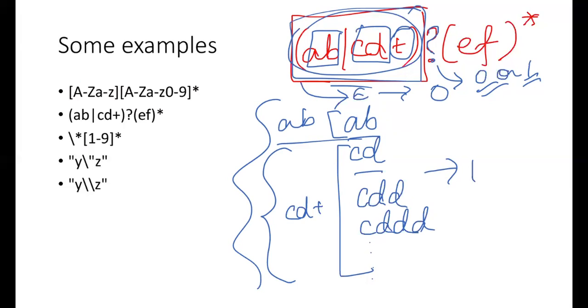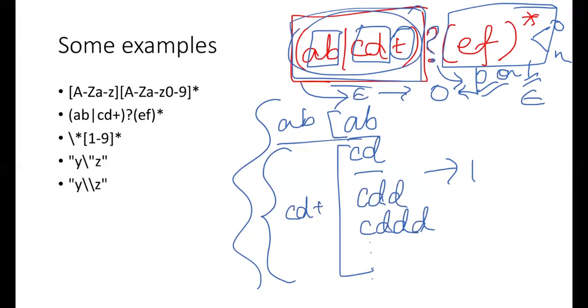Then let's look at the next part. The next part is this: EF star. So EF star would be repeat EF either 0 times or more, so 0 or n. So n can be 1, 2, 3, 4. If this is repeated 0 times, then it will come with epsilon, so I will get epsilon as a string.